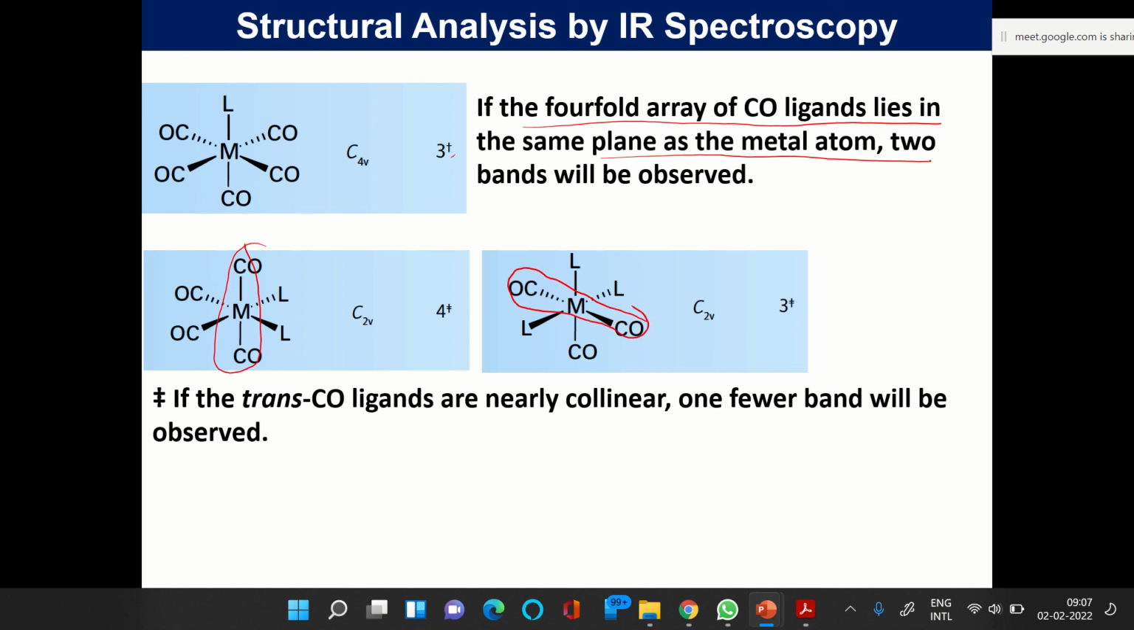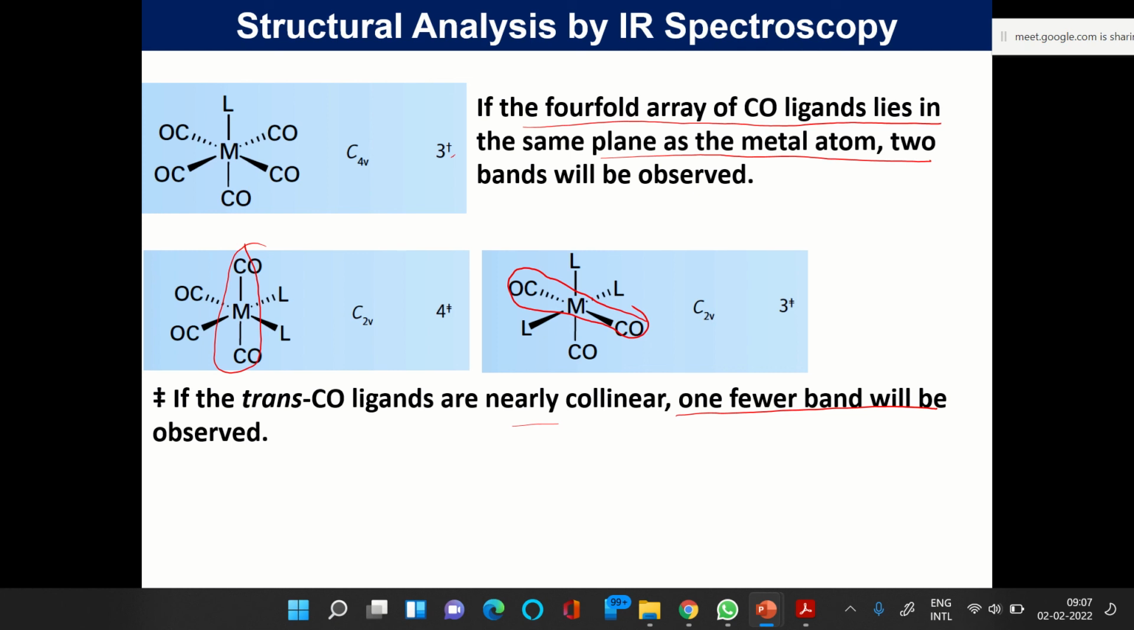Trans CO ligands are nearly collinear, so because of that, the number of bands will decrease. The local symmetry of CO is also important, in addition to the overall symmetry. Because overall it is less symmetric, we expect a greater number of bands to appear, but when these two CO molecules are stretching symmetrically outwards, they are on a line.